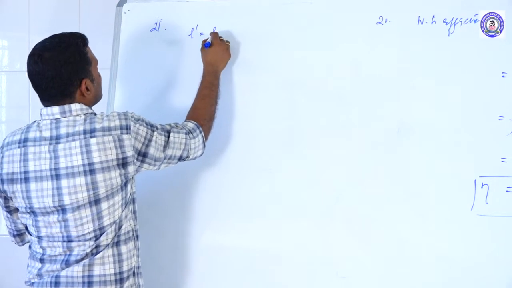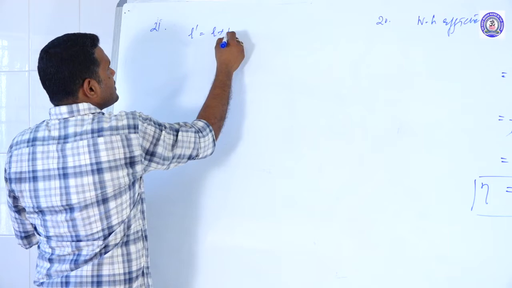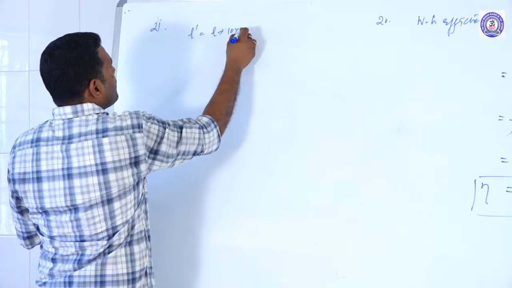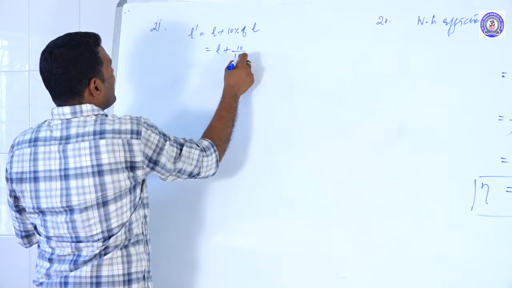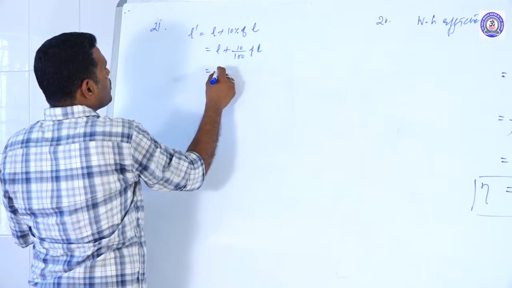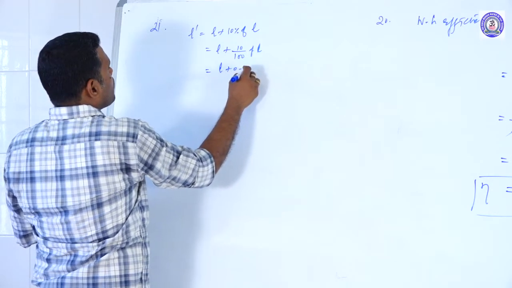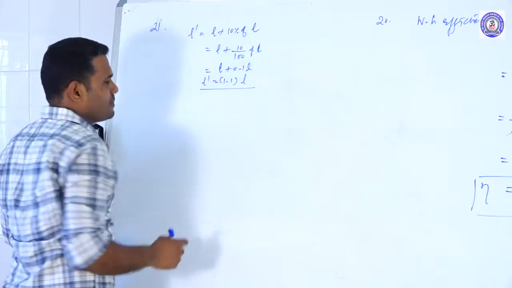It is given that the length is increased by 10%. Already length L is there. It is stretched by n% or 10% of L. So L plus 10 by 100 of L. 10 by 100 is 1 by 10, which is 0.1. So L plus 0.1 L, 1.1 L is the new length.